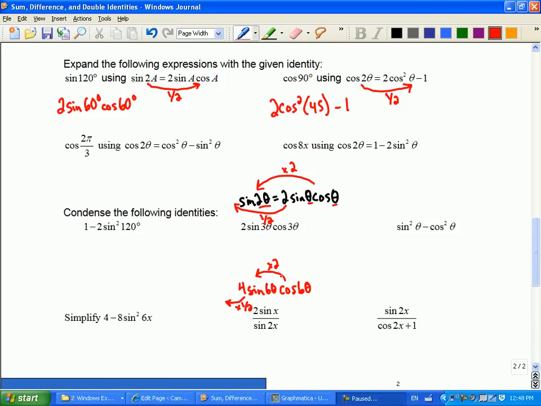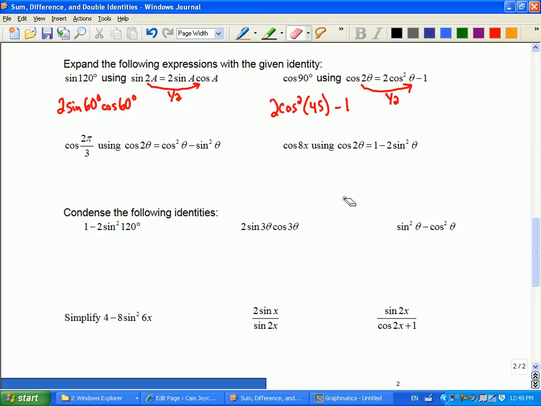I'll catch up. Okay, it looks like everybody's had a lot of good discussion in there. Let's catch up here. So in this identity, I'm moving in this direction. What I'm doing is going from 2 theta to theta, so it's half of what it was before. So it's going to be cosine pi over 3.